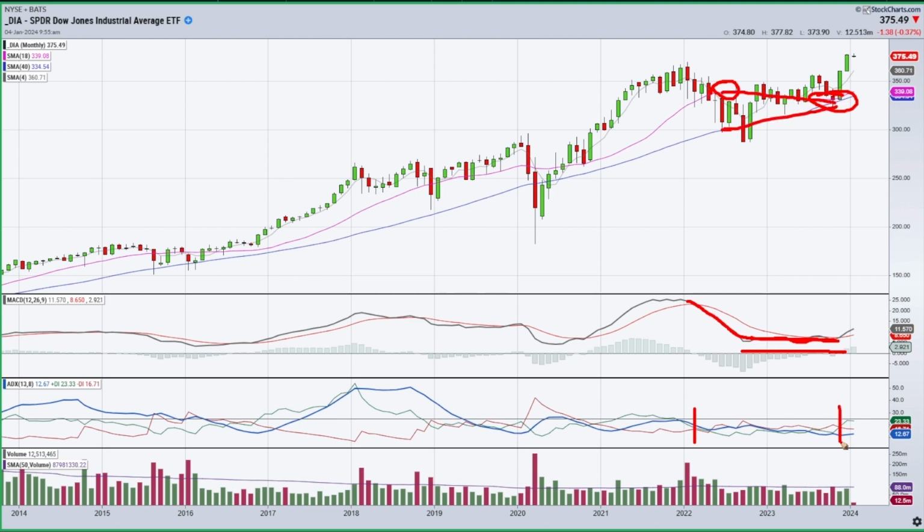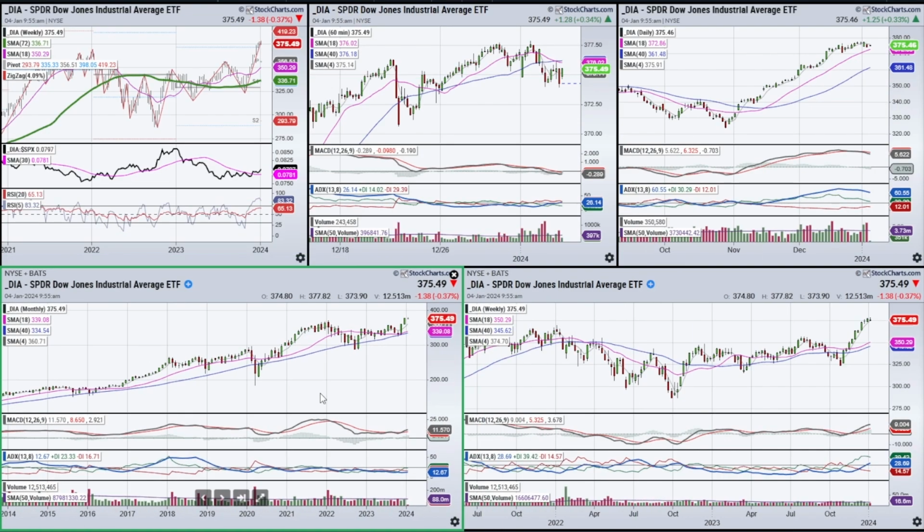So we've got this situation where we've got a low ADX pattern on the monthly chart where the MACD has been hovering above the zero line, and now the moving averages have come together. And if we look at the pattern itself, you can see it's a pretty nice little saucer pattern that has set up after touching both the 18 and the 40-month moving average.